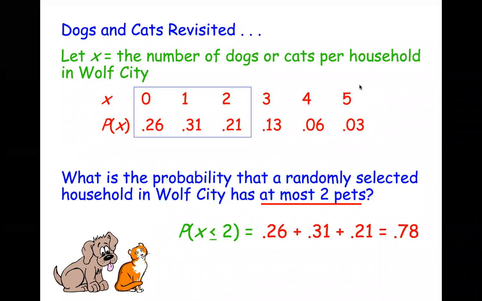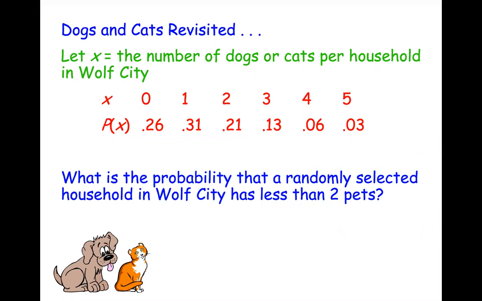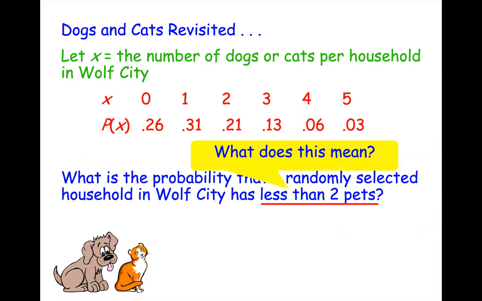Okay, if not, then let's go on to the next part. So this one says less than 2 pets. I'm going to have you guys try it. Same situation. Focus on the less than 2 pets. Think about what does this specifically mean? And go ahead and calculate your probability. I'm going to call on somebody, so get ready.